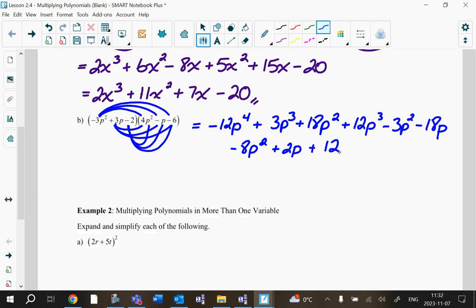And now we collect what we can. Well, there's no p to the fourths to collect. There's only one of them. So that takes care of that. The p to the thirds, I've got 3p to the thirds and 12p to the thirds. That makes positive 15p to the third.